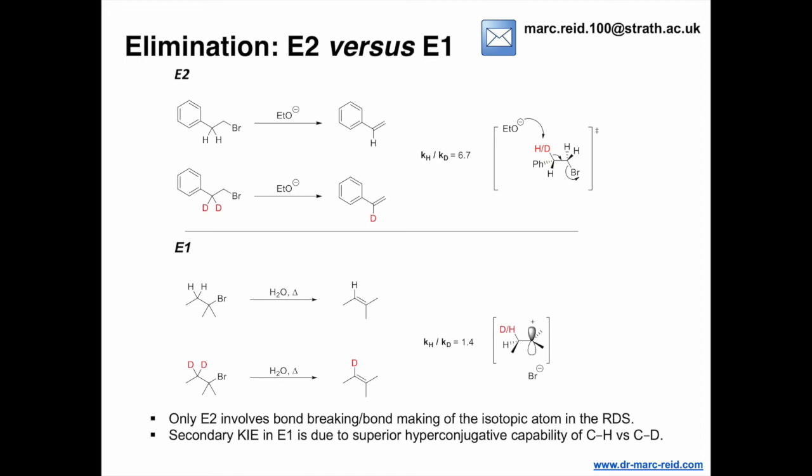Conversely, the E1 reaction presented a much smaller KIE, still greater than 1. In this alternative case, the result can be interpreted as a normal secondary KIE resulting from hyperconjugative effects. Overall then, only E2 reactions involve bond breaking or making with CH or CD bonds in the rate limiting step. Practically, what we are seeing here is that kinetic isotope effects can be used to distinguish between mechanisms, in this case between E2 and E1.